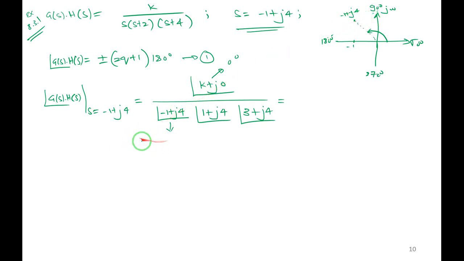So we will make use of tan inverse of y by x. What is y? 4. What is x? Minus 1. So we will calculate the angle for this. So what will I be getting? Tan inverse of minus 4. So I am getting minus 75.96 degree. I know that the angle should be between 90 to 180, but I am getting minus 75. It is coming in the fourth quadrant.